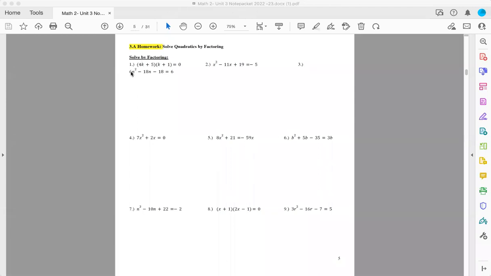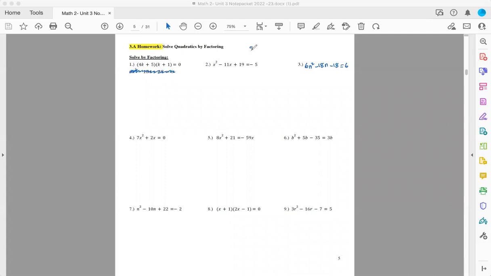In example 1, I think this here was example 3, let me write it on the side, 6n squared minus 18n minus 18 equal to 6. And cross it off from here. So in the first example, you're already given a factored form, right? You have 4k plus 5 in parentheses, that's a factor, and then k times k plus 1, another factor, equal to 0. How do we solve?